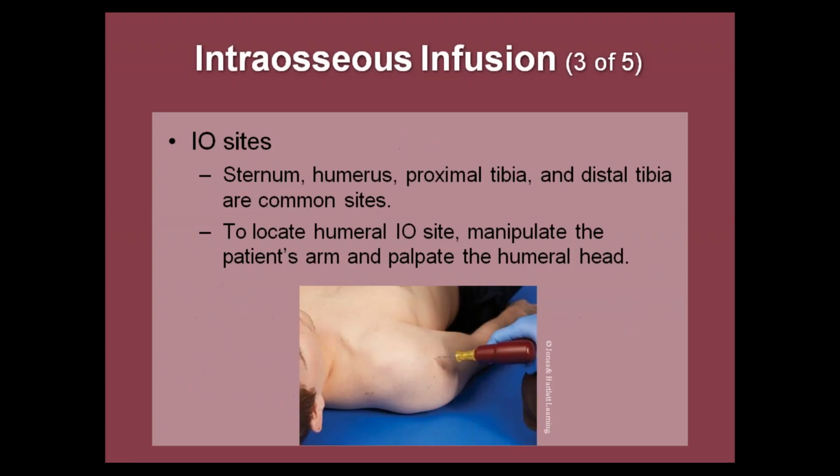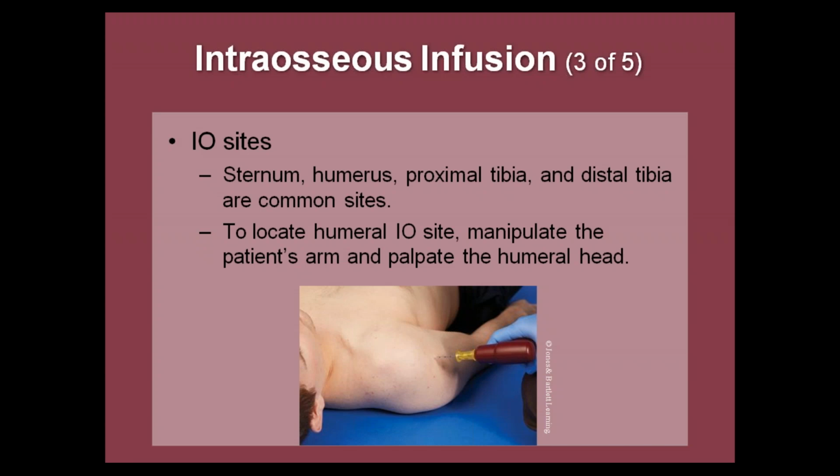Again, we don't use the sternum, but it is a location that has been used. The humerus, the proximal tibia, and the distal tibia are common sites. So again, the proximal tibia is going to be just below that tibial tuberosity, so that prominent piece of bone as they're laying there. Top of that bone, right below the kneecap. So you have that tibial tuberosity, and you go 2 to 3 centimeters directly below that. And that is going to be your location for that proximal tibia.